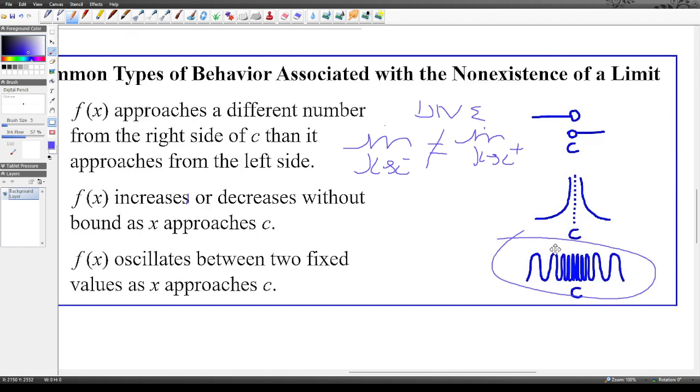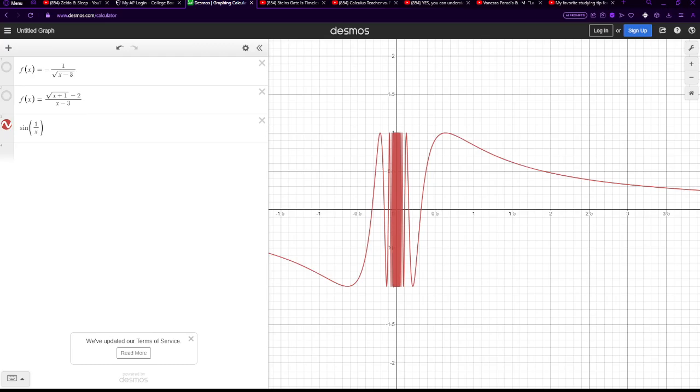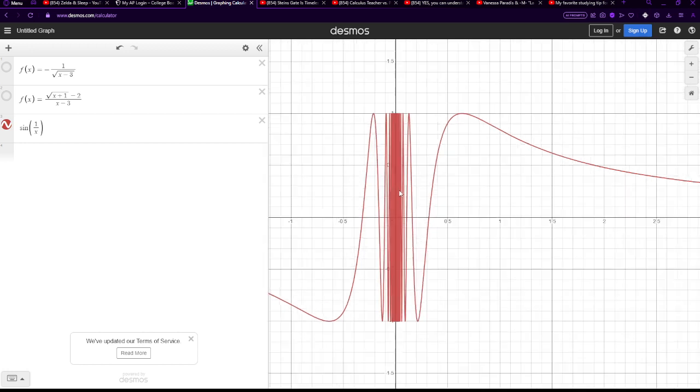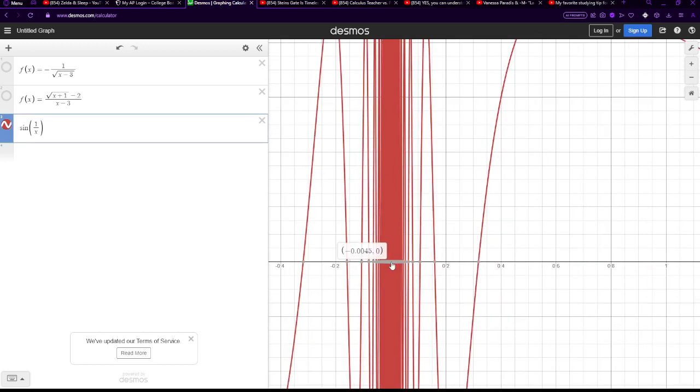and for the oscillations between two fixed values as x approaches 0, the sine of 1 over x will be does not exist or unbounded. Since there's so many oscillations, they're just getting smushed all together so we can't tell the limit for now.